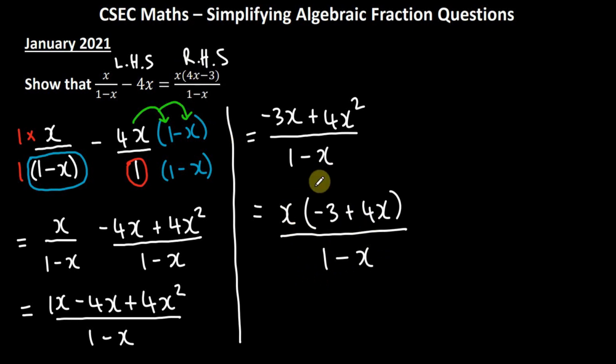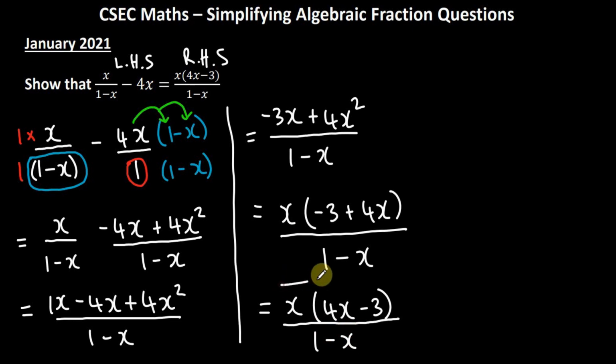Now this looks pretty similar. In fact, it's actually the same thing, right? The only difference is that they have the x term at the front and the constant comes after that. So we can rewrite this just like this here. So we'll have x in bracket. I'll bring the 4x to the front, and then we'll have the minus 3 coming after. And we divide all of this by 1 minus x. So this is our answer right here. So by doing that, we would have demonstrated how the left hand side is equal to the right hand side.